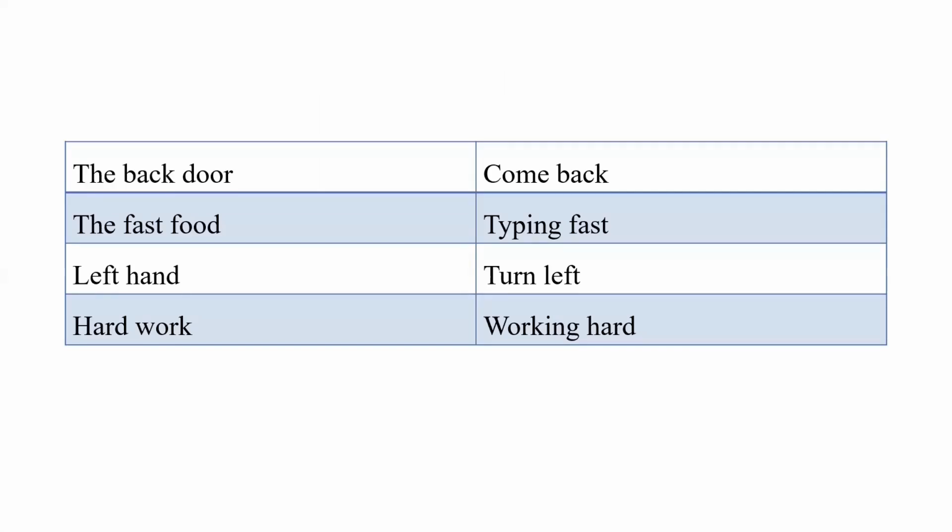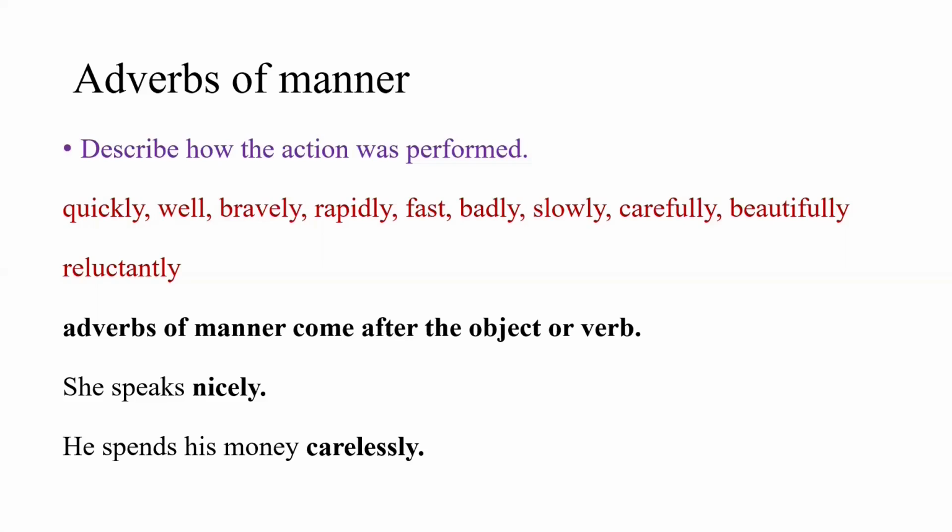The fast food, fast is an adjective here. Type in fast. We use fast as an adverb here. Left hand, turn left. Hard work, working hard. These adjectives don't change. The first type is the adverbs of manner. We use adverbs of manner to describe how the action was performed.